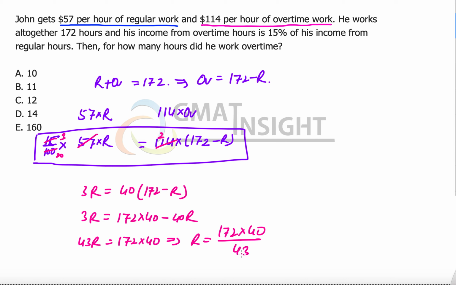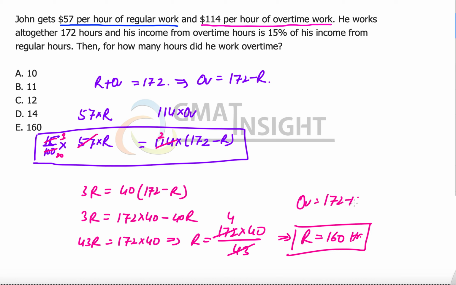Now 43 divides 172 4 times. So now you must see the method of not multiplying the numbers beforehand, because I left it for the final calculation, and this gives me the regular number of hours that he worked was equal to 160 hours, and this also gives me that he worked overtime 172 minus 160 is equal to 12 hours.